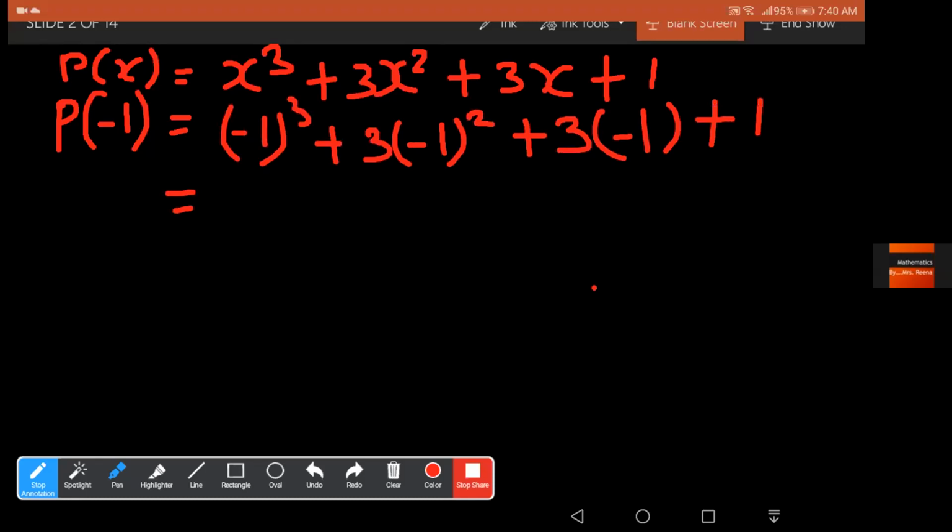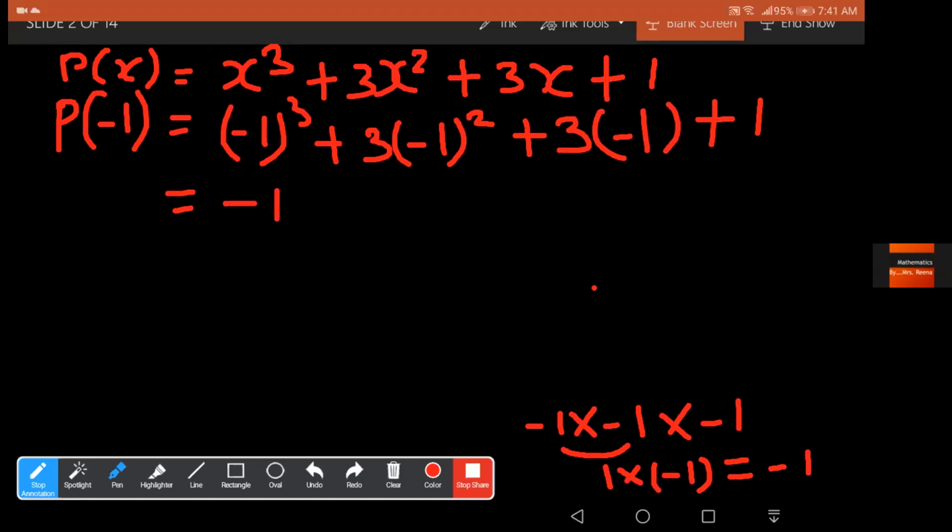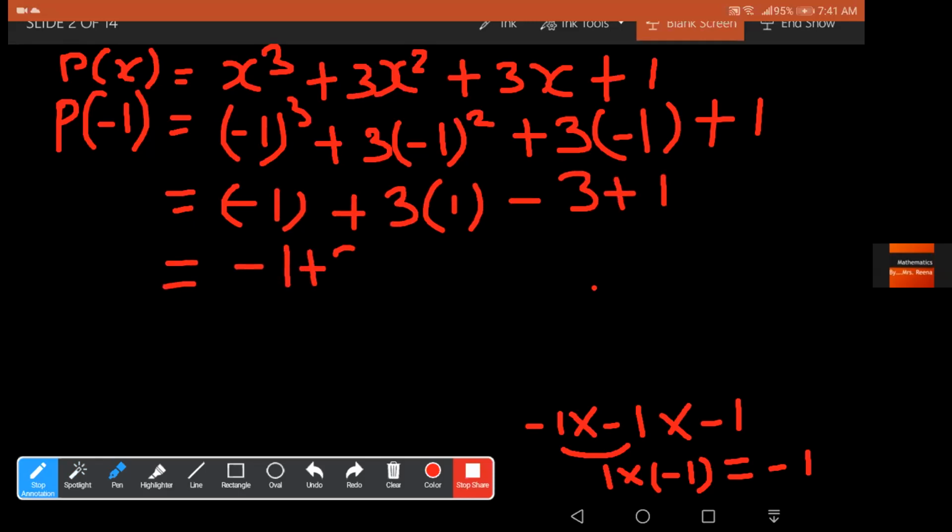(-1) cube क्या होगा? Minus 1 multiply minus 1 multiply minus 1. These two minus 1 get 1 only and then again multiply by minus 1, you will get minus 1 only. So for (-1) cube we can write minus 1 plus 3 into square of minus 1 will be 1 only. This plus into minus will be minus here. So 3 ones are 3 and plus 1. So we will get minus 1 plus 3 minus 3 plus 1.